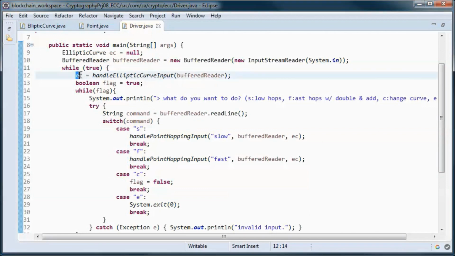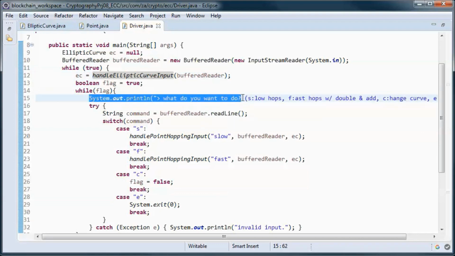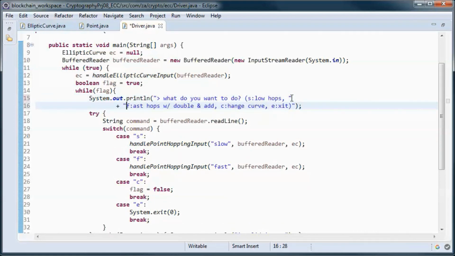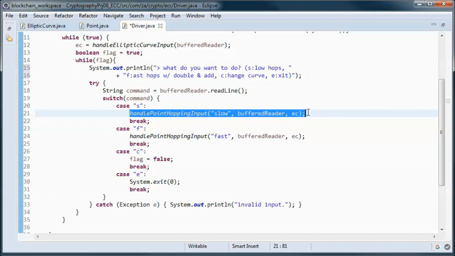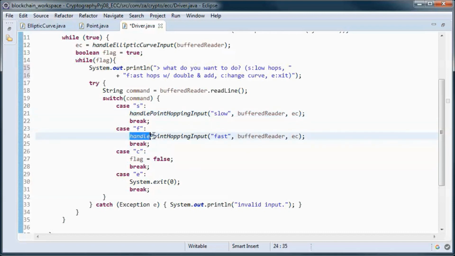So here we are picking up the elliptic curve by calling the handle elliptic curve input, and here we are prompting the user to select what they want to do, is it slow hopping or fast hopping, using the double and add algorithm. And we call handle point hopping input from here, if the user selected slow, or if he selected fast hopping from here.